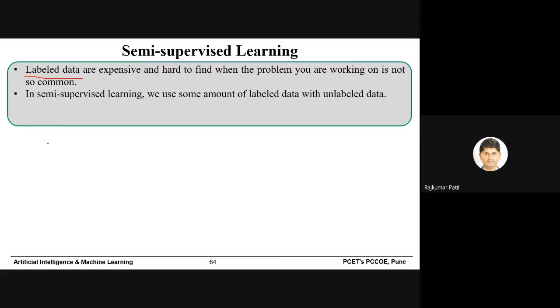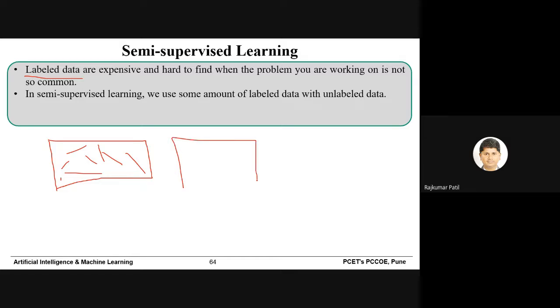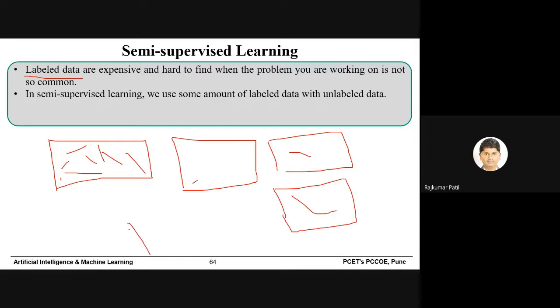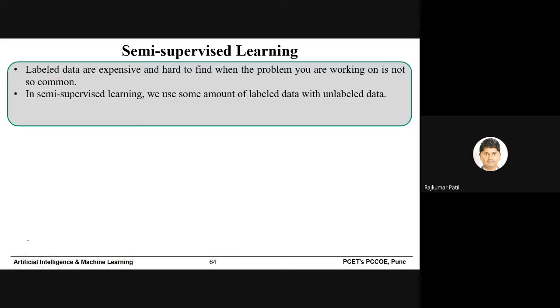Again, we can take the example of a solar panel, right? The crack could be of very small size, and it could be of any orientation, any size, and anything. So n number of situations would be there. It is not possible for you to collect n number of panels that show different shapes of cracks and different orientations of the cracks, right? So this is also a practical limitation of supervised learning.